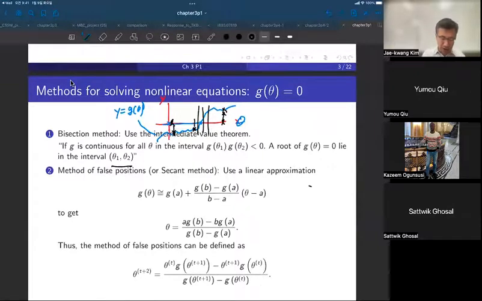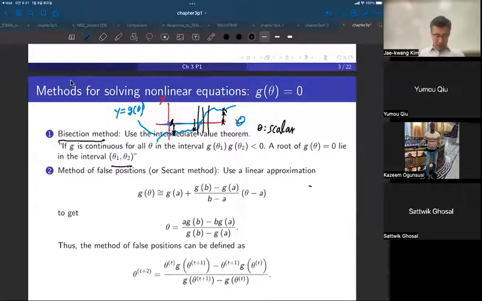The nice thing about this bisection method is that you don't have to compute the partial derivative. But it's limited, because this idea is applicable only when zeta is a scalar. So it's very limited.